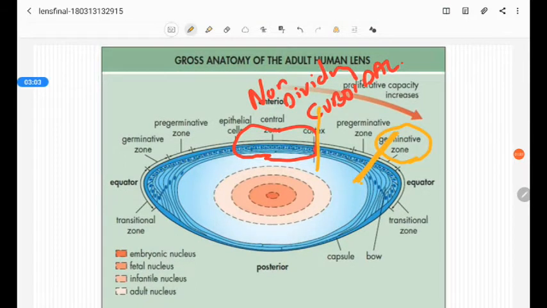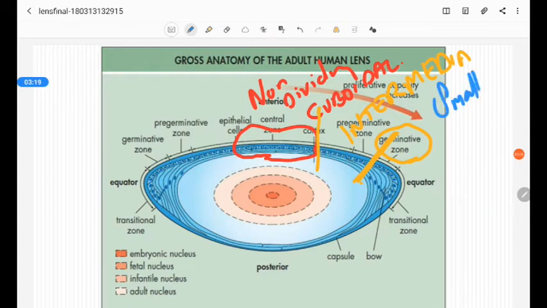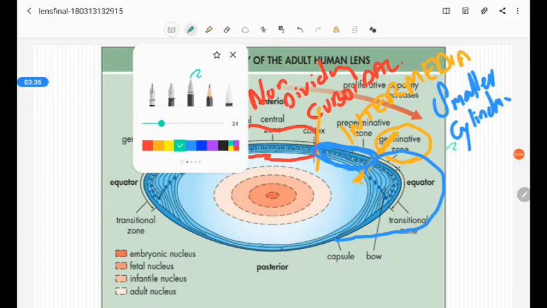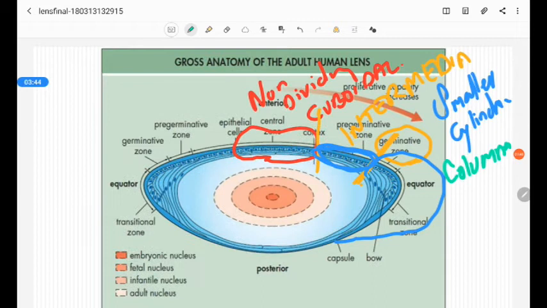The cells in this pre-germinative or intermediate zones, they are relatively smaller and cylindrical in this area. Coming to the germinative zone, now here the epithelial cells are more columnar, located at the main equatorial region, and these proliferate to form elongated fibers that run all around the posterior part of the lens.